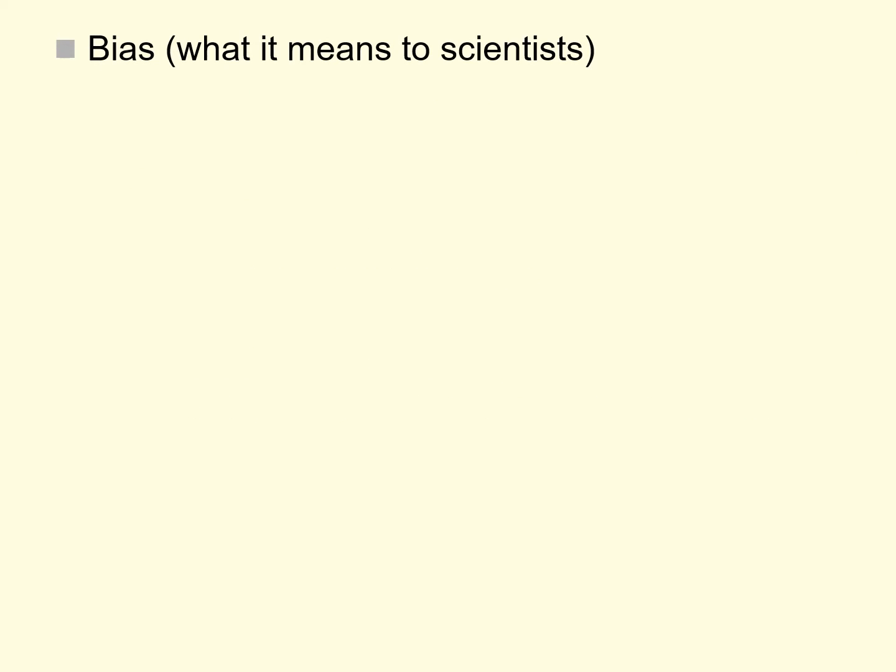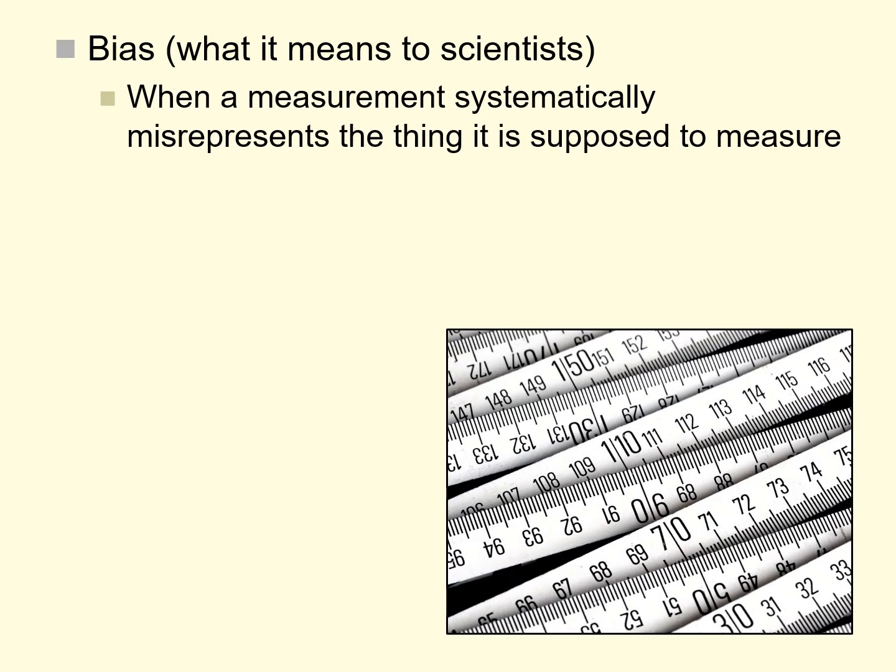Now, that word bias that I just used is a word that you're of course familiar with. It's a word that exists in our common language, and we use it in different ways. When scientists use the word bias, they usually have a fairly specific meaning in mind. And that is, bias occurs when a measurement systematically misrepresents or mismeasures the thing that it's supposed to measure.